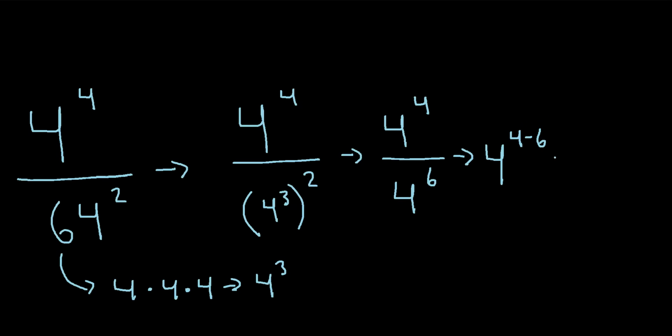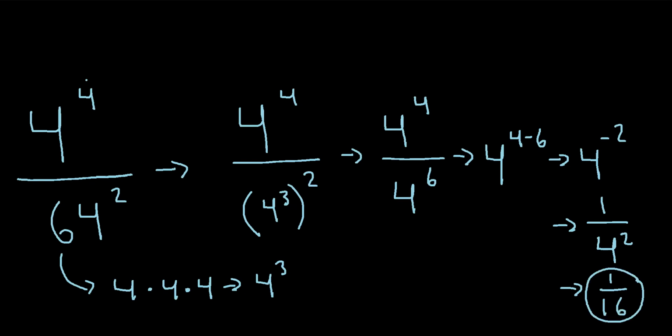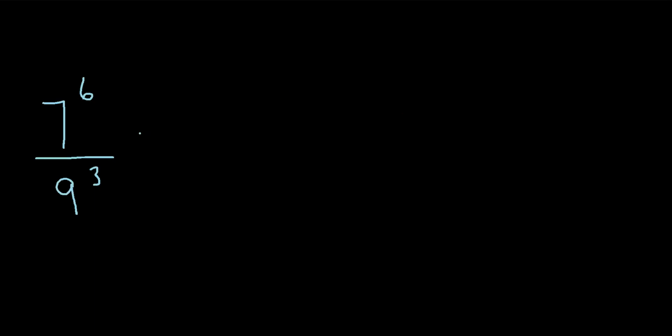So 4 minus 6, that's negative 2. So this is really 4 to the negative 2. Now when we have a negative exponent like this, we can rewrite this as 1 over 4 to the positive version of that exponent. So 4 squared. So 4 squared is 16, so our final answer is going to be written as 1 over 16. So 4 to the fourth divided by 64 squared turns out to be 1/16. All right, let's try one more example.